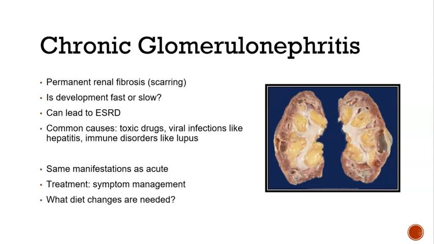Our common causes are going to be things like toxic drugs, viral infections like hepatitis, and immune disorders like lupus. So we need to make sure we're educating our patients to seek early treatment for infections in these conditions. Our treatment is going to be symptom management. Remember, this is chronic. We'll never fix it completely. And these diet changes are going to be permanent diet changes. Your patient will be on a permanent fluid restriction because it's always going to be very possible for this patient to go into fluid volume overload.